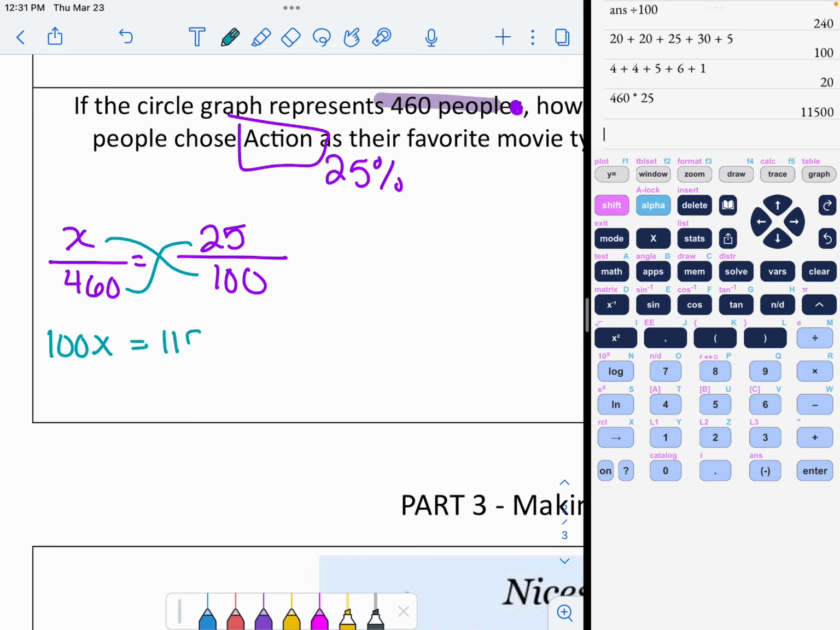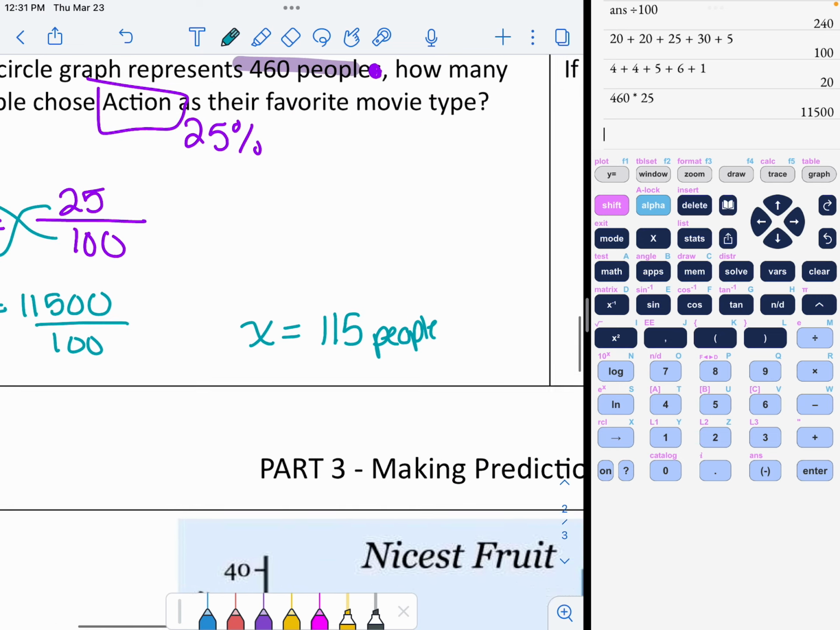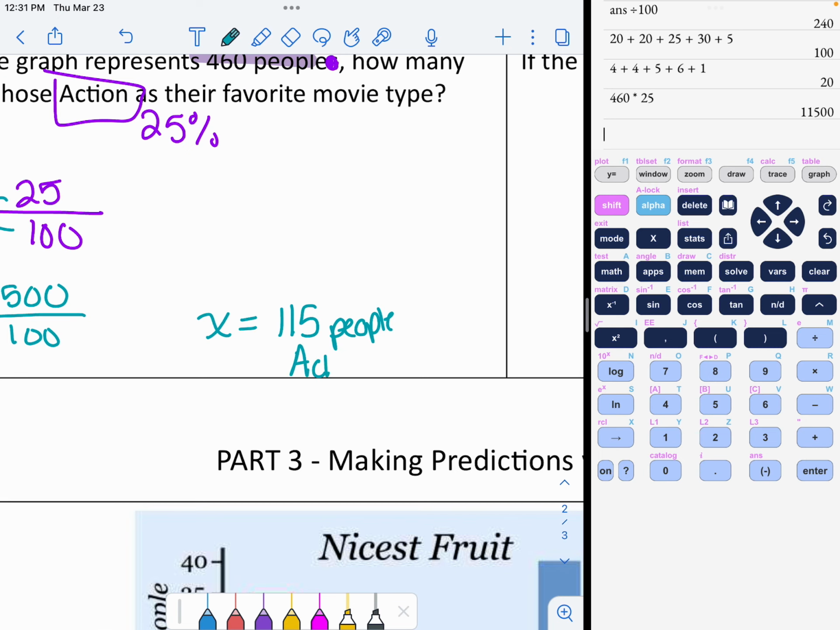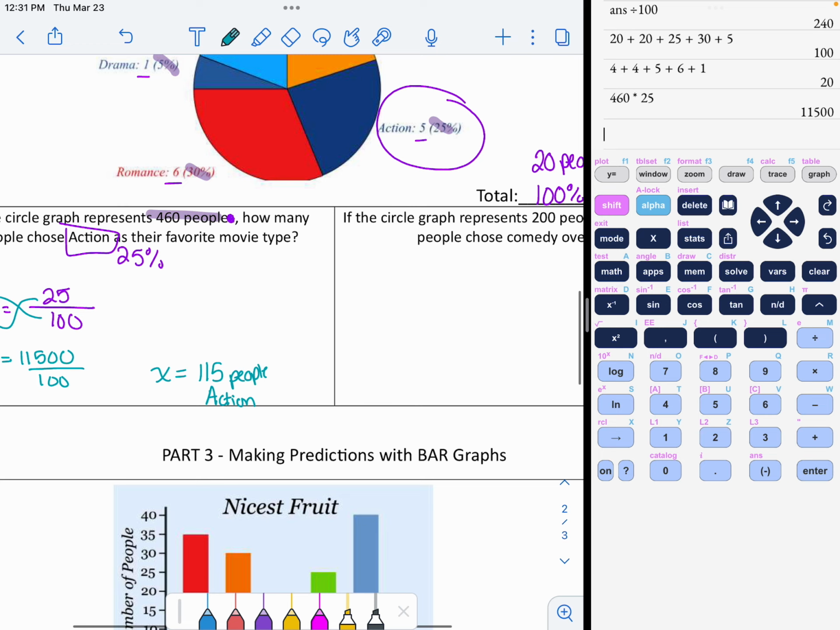So 11,500 divided by 100. And we can say x represents 115 people. And that's how many people would choose action if there were 460 people. I know this one only represented 20 people, but it's like if you take those results and apply it to 460 people, then we can go ahead and predict that 115 people out of those 460 would pick action.